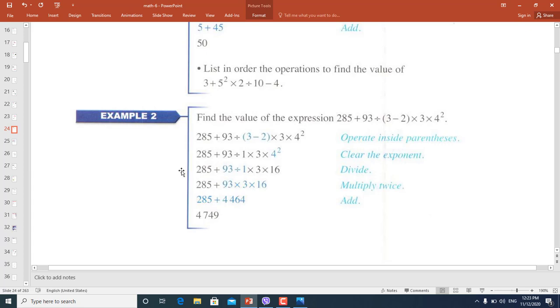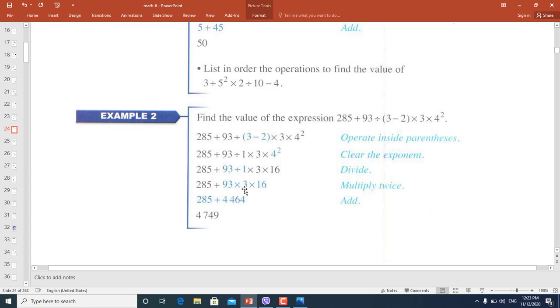After that we will start from left to right. We look if you have any divide or multiply, we will solve. From there we have add, so we don't change it, we will write again. And 93 divided by 1 we solve because it's divide, it's 93. And this time 3 times 16 we write again. After that we will start at left. If you have any multiply, we'll solve. We have 285, we write again plus 93 times 3 times 16.